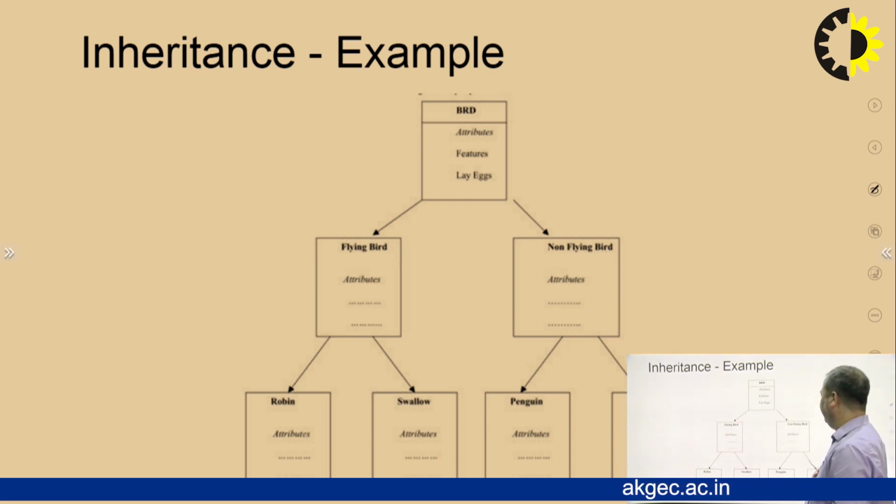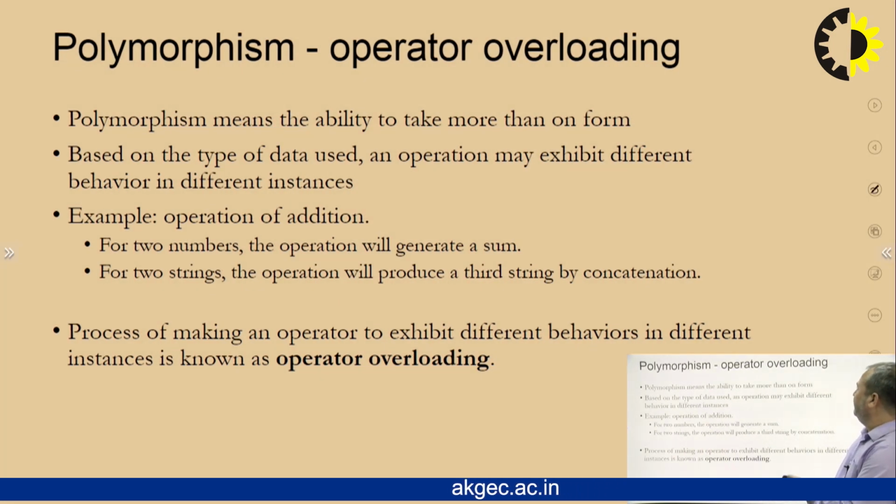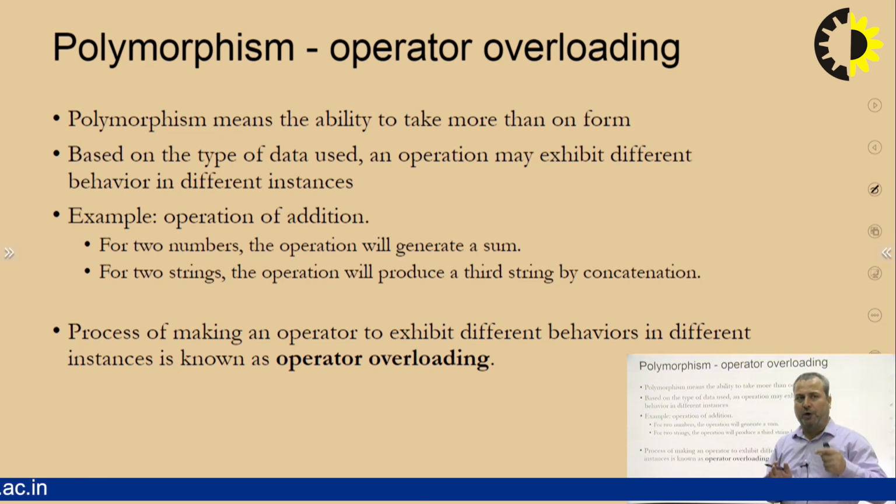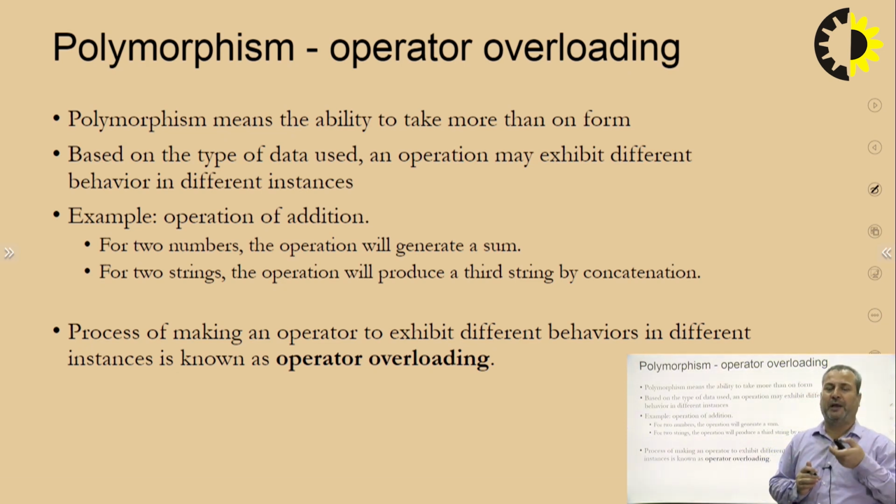You can see, like bird, flying bird, non-flying bird, and so on. Polymorphism means the ability to take more than one form, right? If one thing has different meanings depending on the context, then this feature is called polymorphism. It is a concept implemented by function overloading or operator overloading. One function performs different kinds of tasks. The same function performs different tasks depending on the type of argument; this is called overloading.